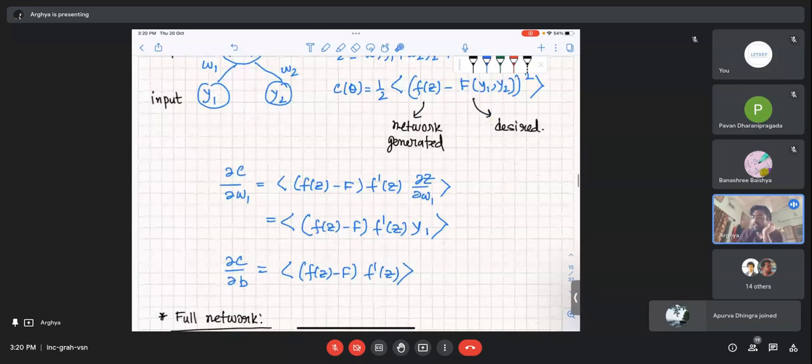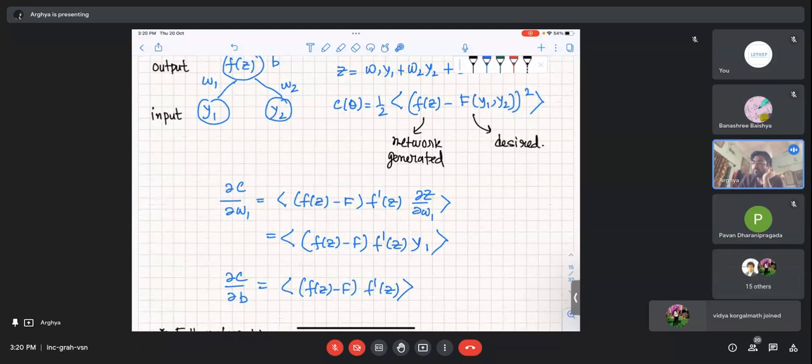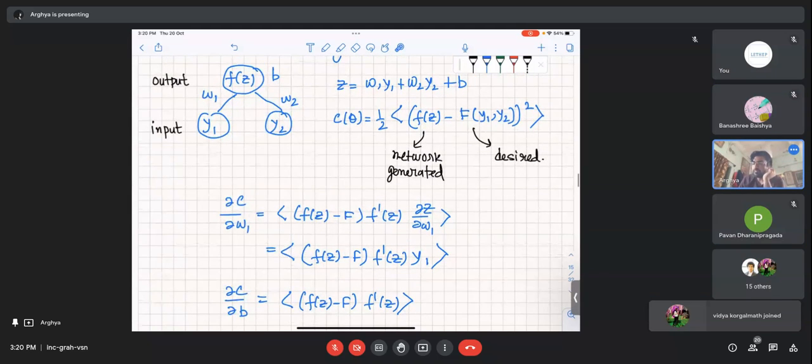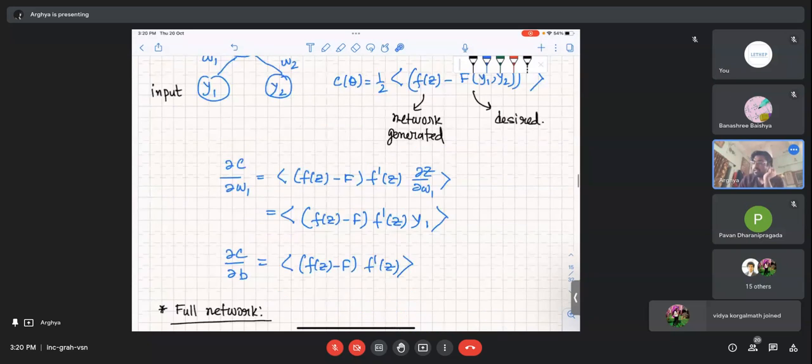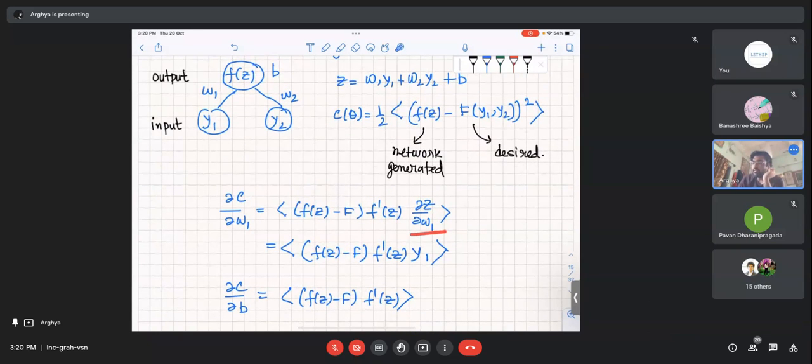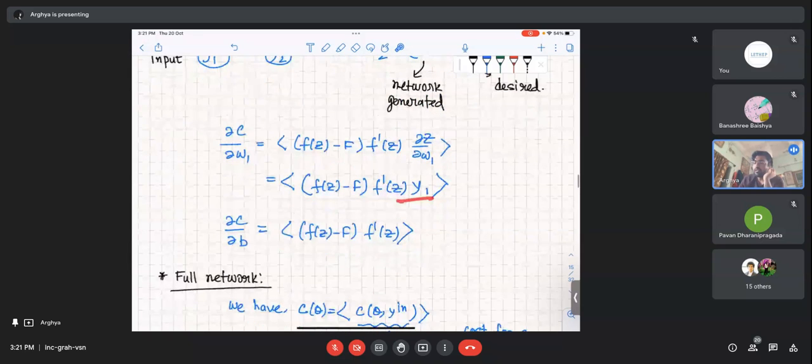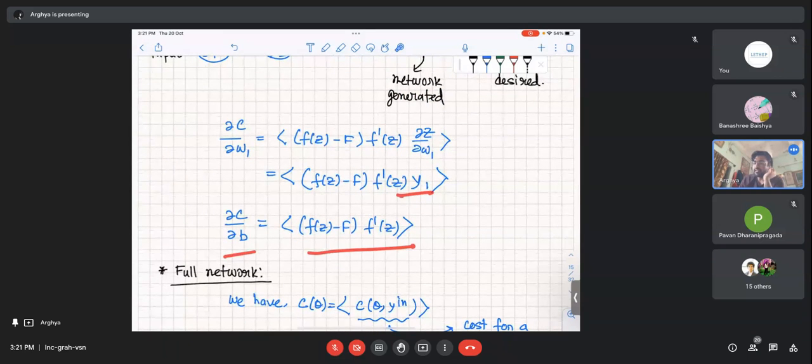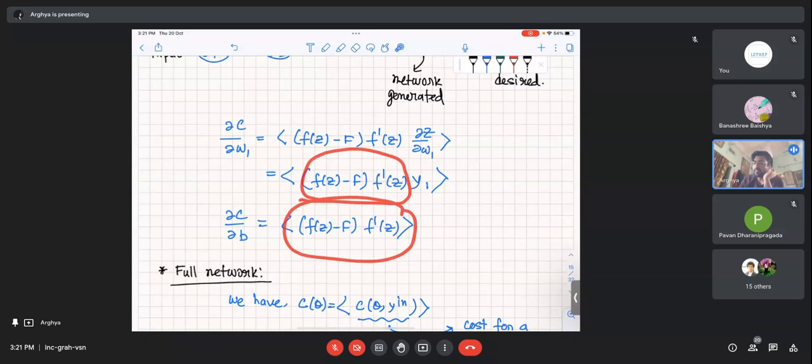Now if I do del C del w1, it is just this thing. There is an f prime term, and there is a del z del w1, which is y1. Or if you want to do it with respect to b, that is this thing. So you see this part is more or less common, this f(z) minus f tilde times f prime, and only the last factor changes.